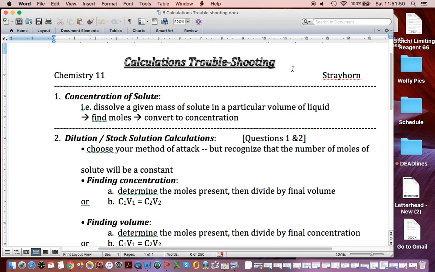Good day. You can see this is called Calculations Troubleshooting. I'm hoping I put it in the package. About half the test, maybe less than half, is on the math of solutions, and this is important for the test, and it's also important if you're going on to Chemistry 12. This stuff, you're assumed to know this automatically.